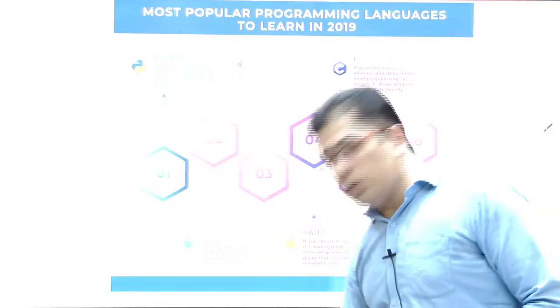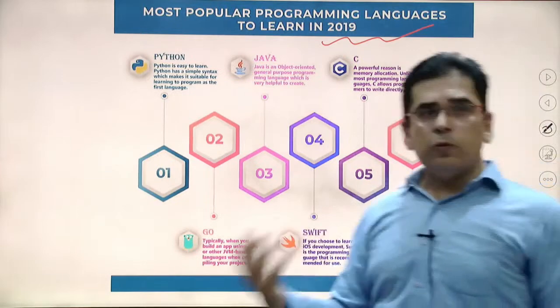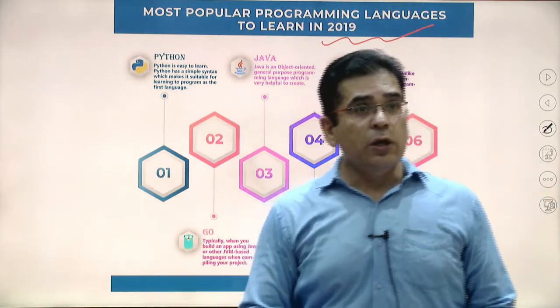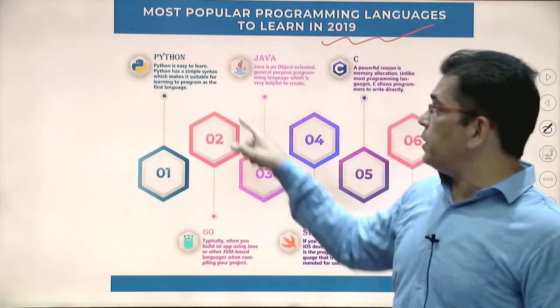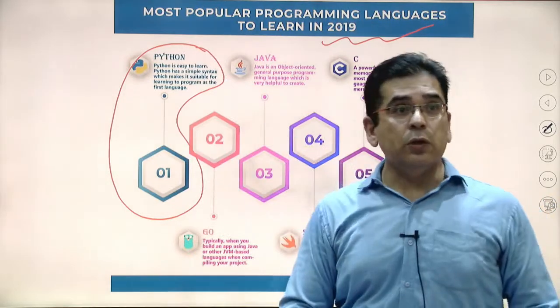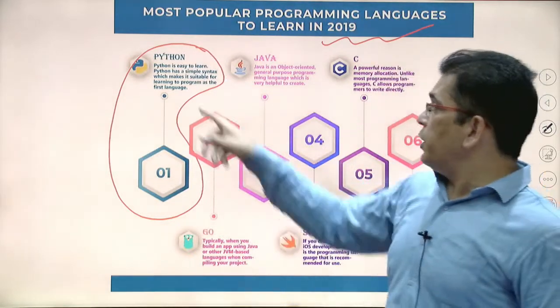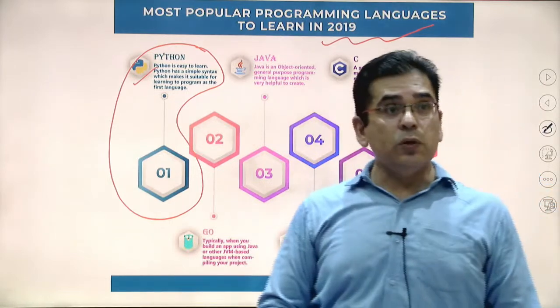But when coming to 2019 onwards, even from 2010 onwards, Python started to gain so much interest from various programmers. Python became the number one, the most popular language. It is easy to learn. The main advantage of Python is that it is easy to learn.